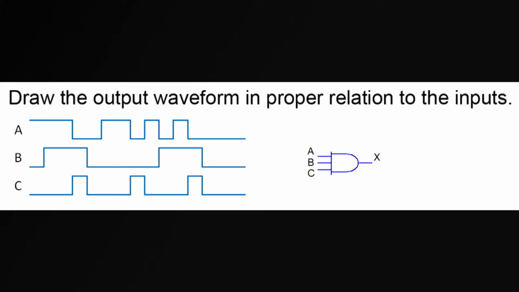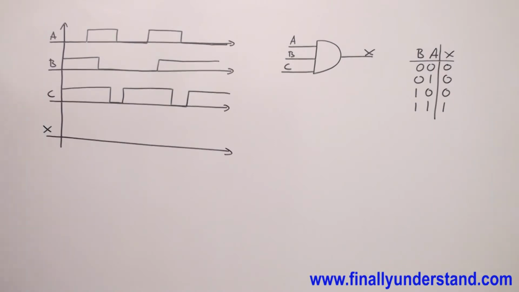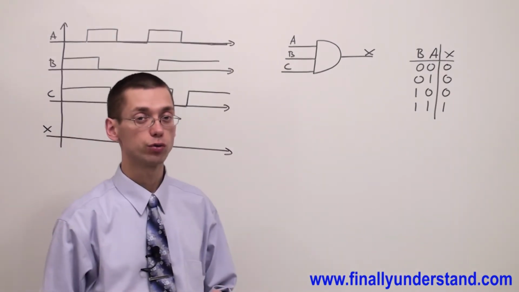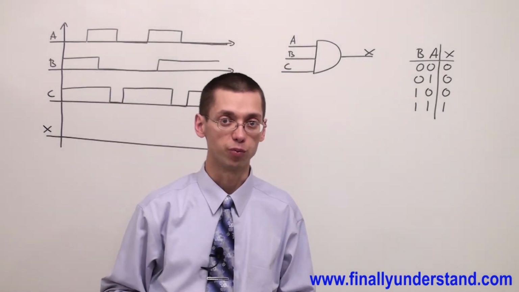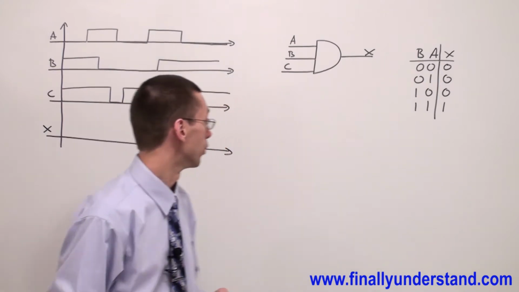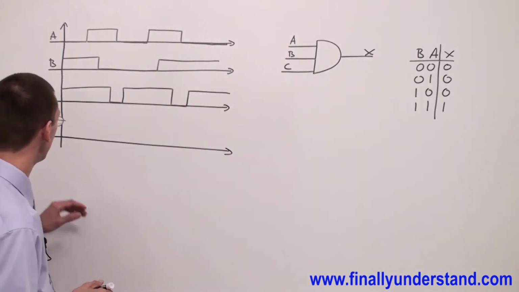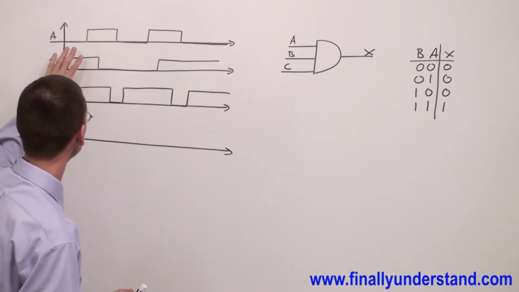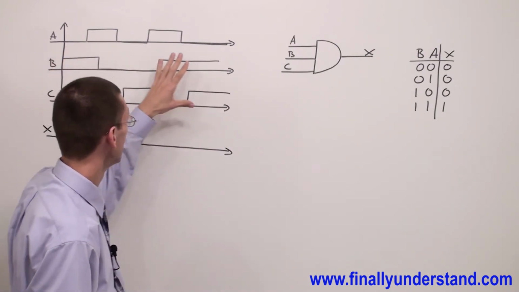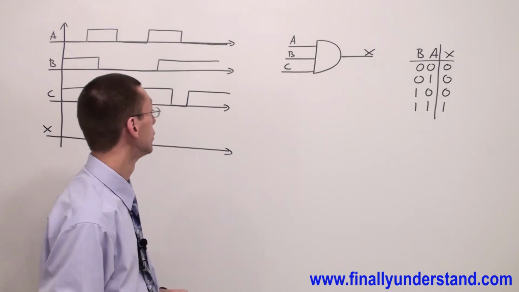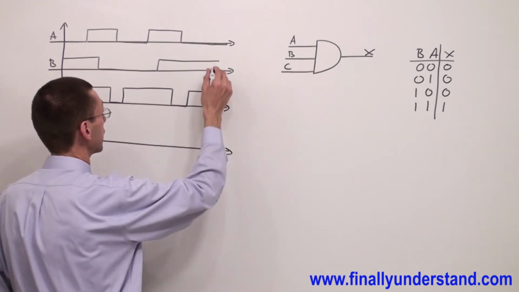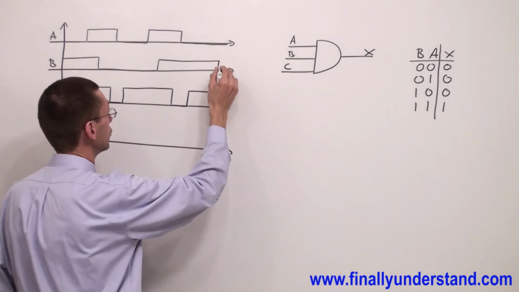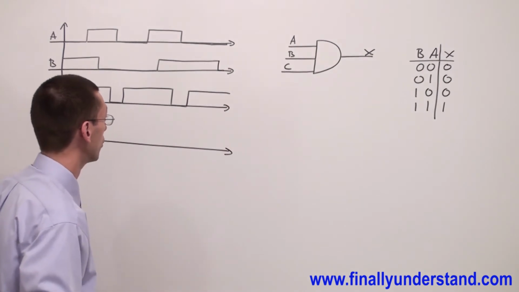Determine the output waveform in proper relation to the inputs. This time we are going to discuss the 3-input AND gate. We are going to try to find out what waveform we are going to have on the output if we are going to apply these 3 waveforms to this gate. Okay, this is going to be my transition from high to low.